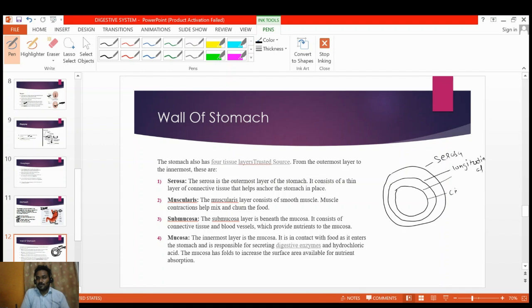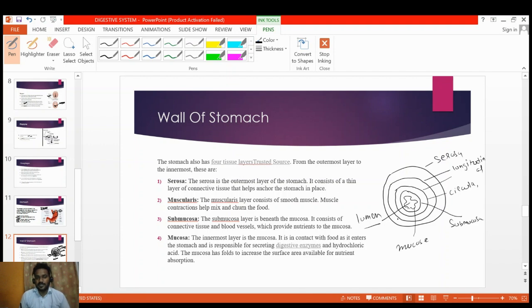and this one is circular. Next to this we have the submucosa, and finally we have the mucosa, the inner one. Internally we can observe the lumen, or the empty space. So these are the different types of wall layers present, starting from serosa.